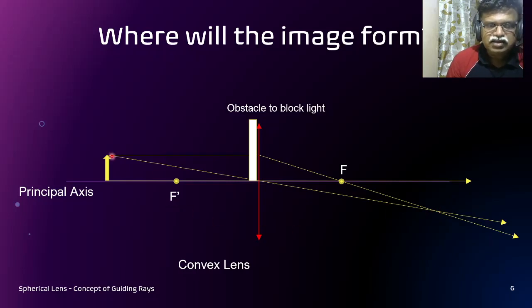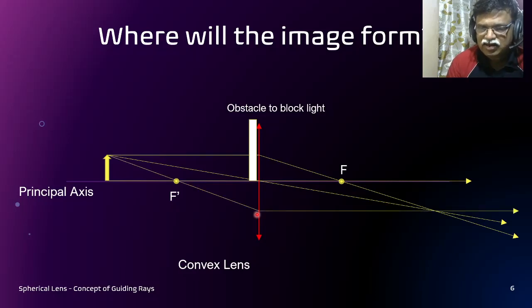Of course, in this case we can also show a third ray which is passing through the first focus, and after passing through the lens it will go parallel to the principal axis. So we may show something like this, and we see that they are going to meet exactly at the same point, and that's how we can say that the image is going to form over here.